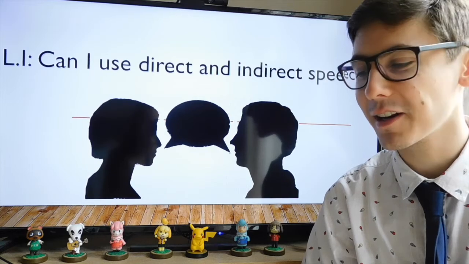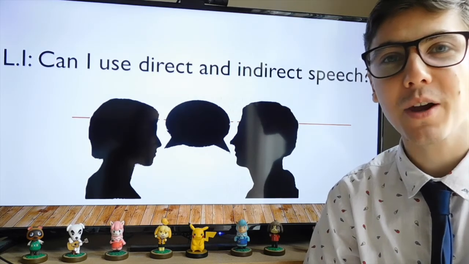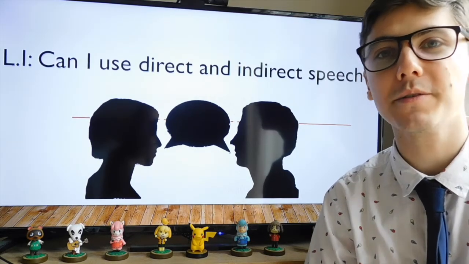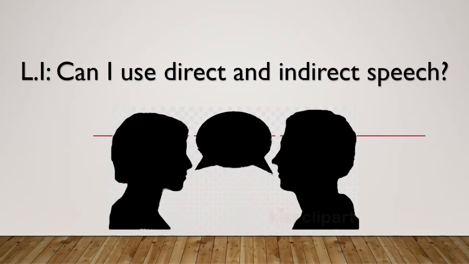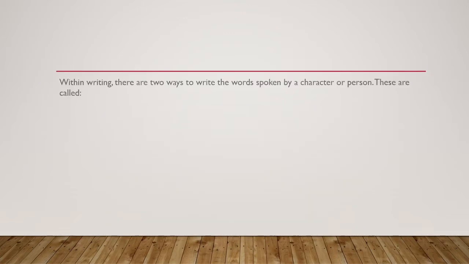So today we're going to look at direct and indirect speech, particularly how we can use these for quotes in our newspaper article. So in this lesson, we're going to be looking at using direct and indirect speech. When we're writing, there are 2 ways to write the words spoken by a character or person. These are called direct speech, or indirect, or reported speech.